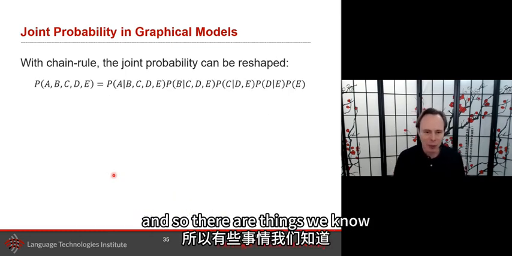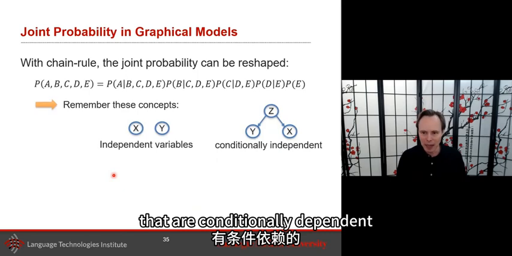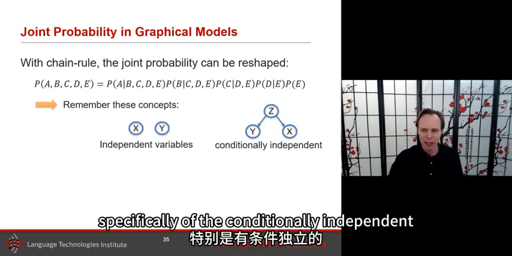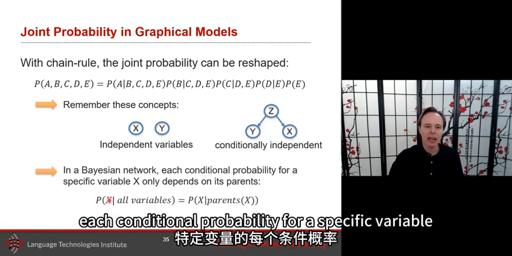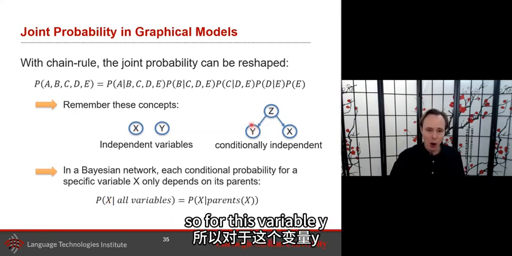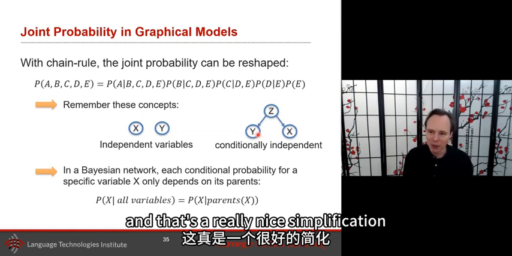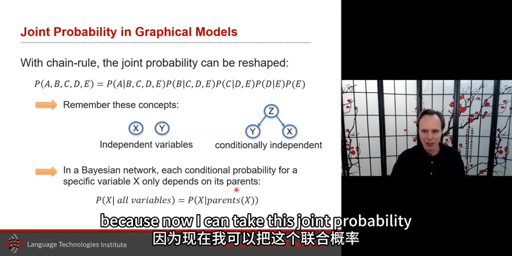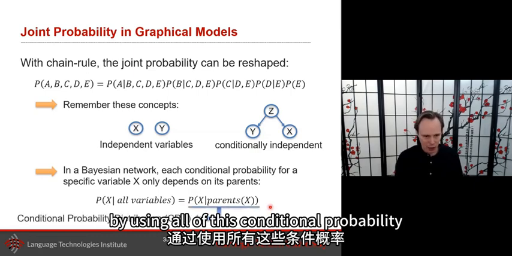And so there are things we know. There are some variables that are independent, and there are some that are conditionally dependent. I want to take advantage specifically of the conditional independence. In a Bayesian network, each conditional probability for a specific variable only depends on its parents. So this variable y only depends on the parent that points to it. That's a really nice simplification, because now I can take this joint probability and simplify it using all of these conditional probabilities.